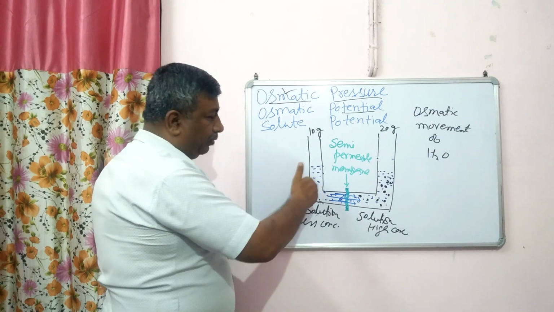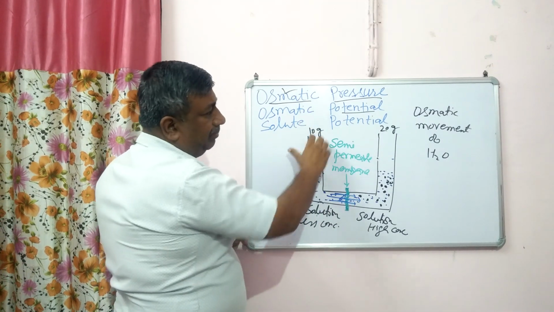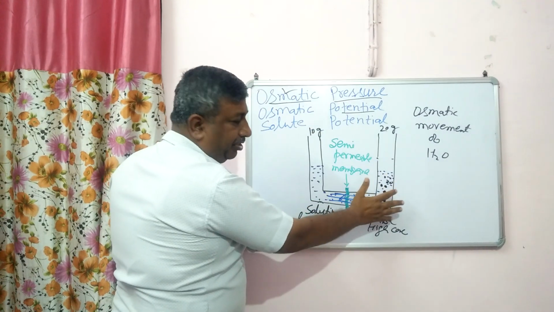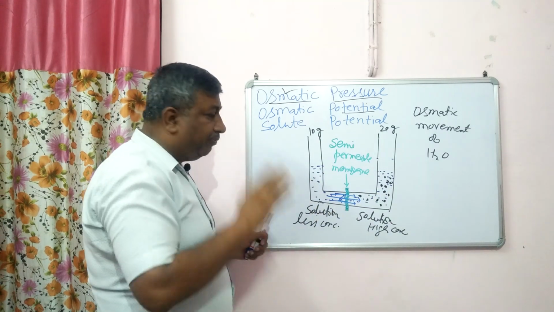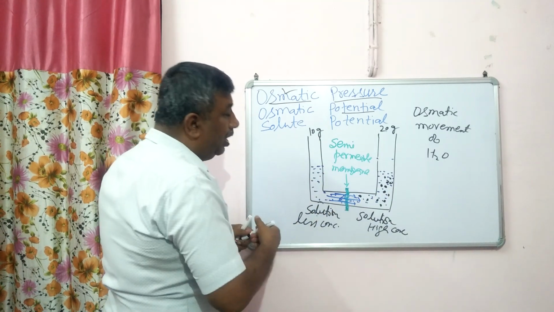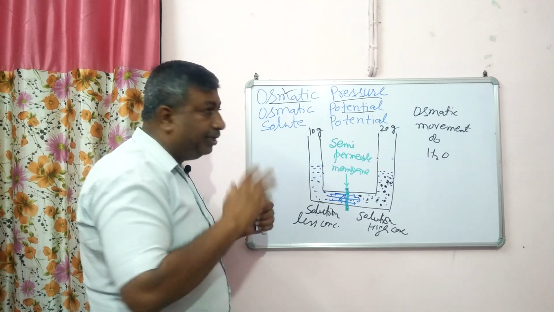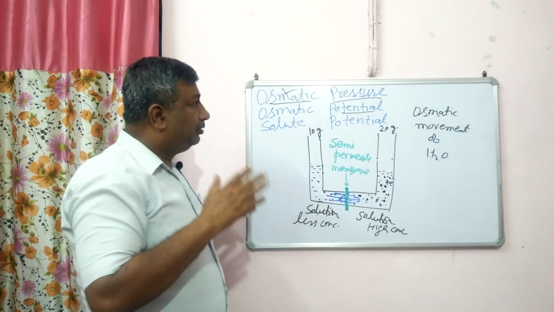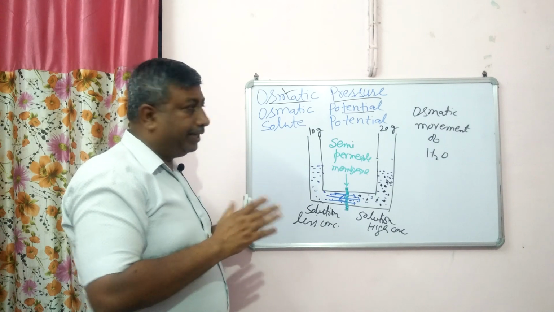अब मैंने क्या किया, 10 ग्राम साल्ट इधर मिला दिया, 20 ग्राम साल्ट इधर, तो इधर हाई कंसंट्रेशन हो गया, इधर लो कंसंट्रेशन हो गया. Then water moves from less concentration to high concentration. So this is also the osmotic movement of water. So this is the pressure.